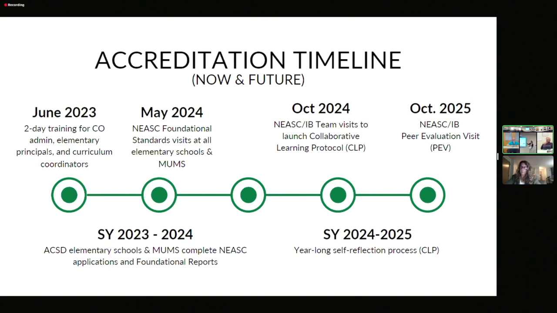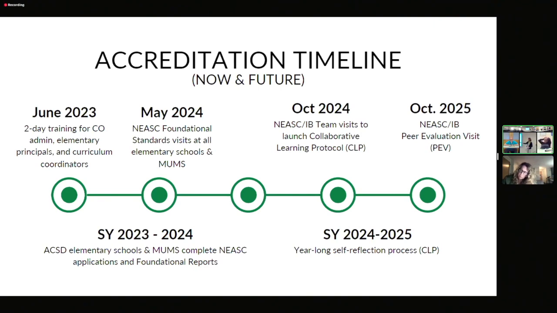In June 2023, that's the 2-day training that I came and attended with many of our school principals and the curriculum coordinators, representatives from IB and from the NEASC came and worked with us to give us a little bit of a taste of what the collaborative learning protocol would be like. That is the name of the year-long self-study. They took us through a mock version of what we would experience before totally engaging in this. And then here we are in May, and all of our 8 schools who aren't already accredited have been working all year. First in the fall, they submitted applications to become NEASC accredited. And then this spring, they submitted foundational reports, which is really a report about whether you have the foundational things in place you need to run a school in order to then become accredited and start engaging in this reflective process. Those have been submitted.